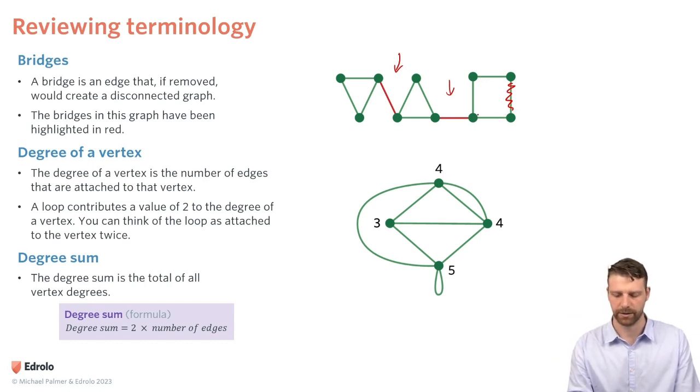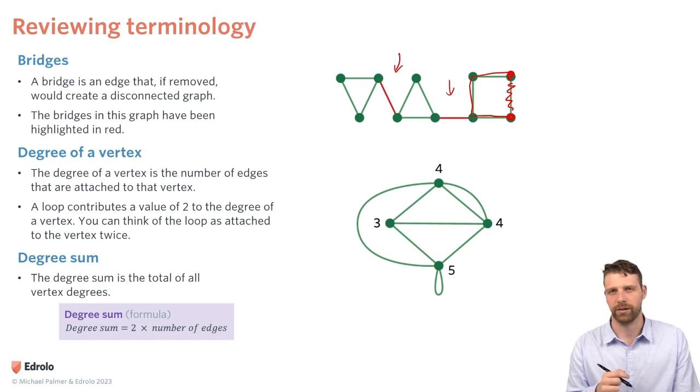So we'd still be able to, say, walk around this way, or we could take that longer path to get between those two vertices. So I think that's clear as to what a bridge is. We've got the degrees of vertices. So the degree of a vertex is the number of edges that are attached to that particular vertex.